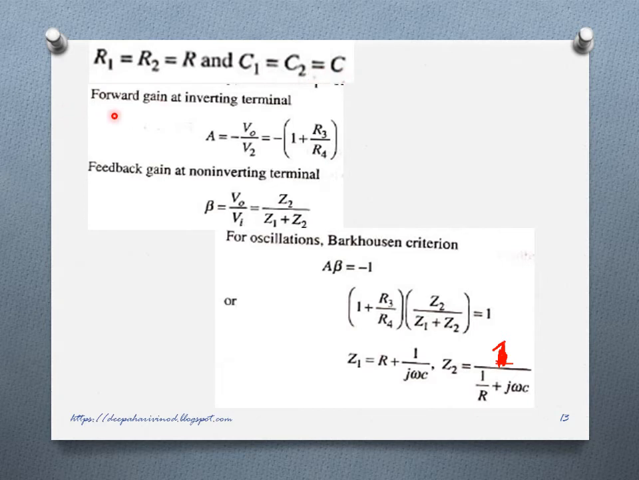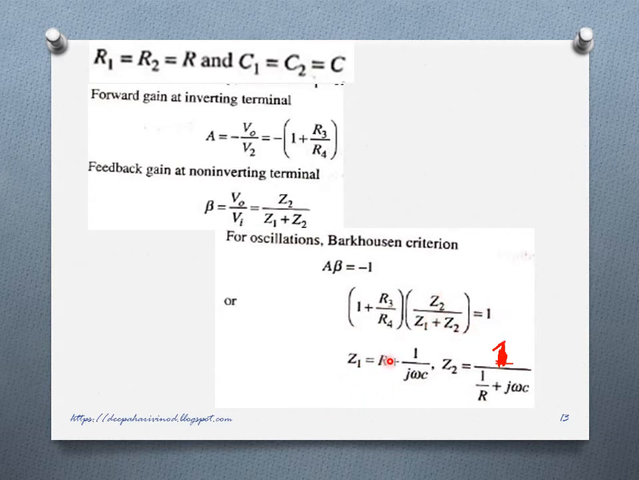Forward gain, that is the gain of the amplifier with the inverting terminal, we know that it is 1 plus R3 by R4. Feedback gain at the non-inverting terminal, beta equal to V0 by Vin, which is equal to Z2 divided by Z1 plus Z2. For oscillation, Barkhausen criterion, that is A beta should be equal to 1, or (1 plus R3 by R4) into Z2 divided by (Z1 plus Z2) should be equal to 1.